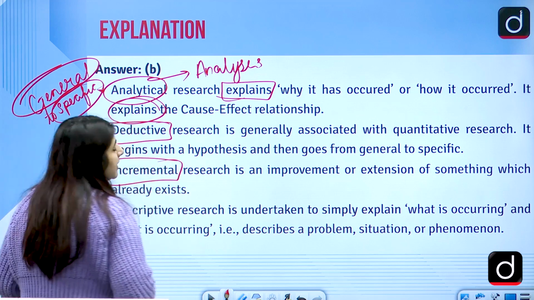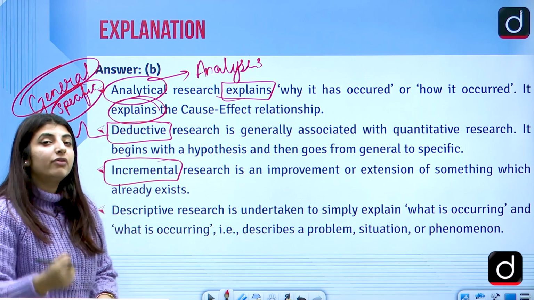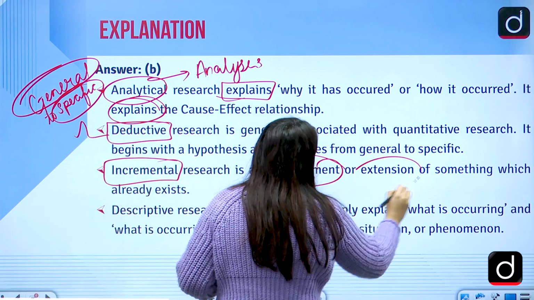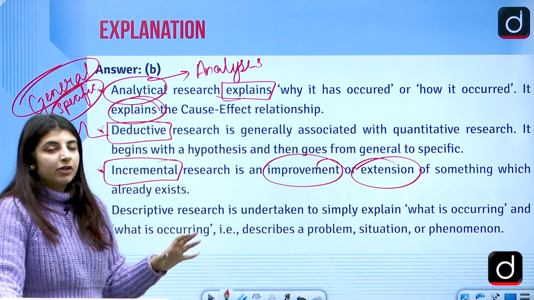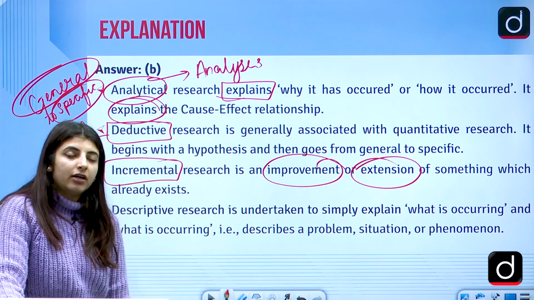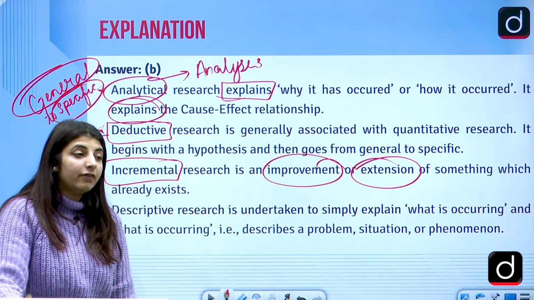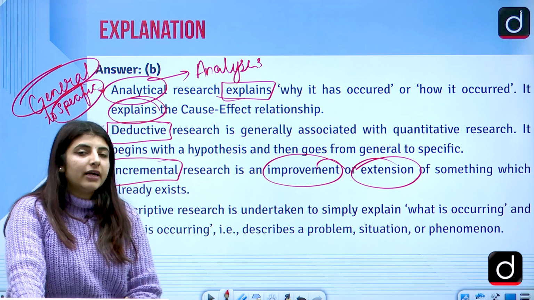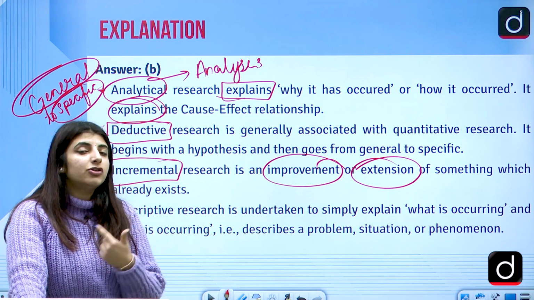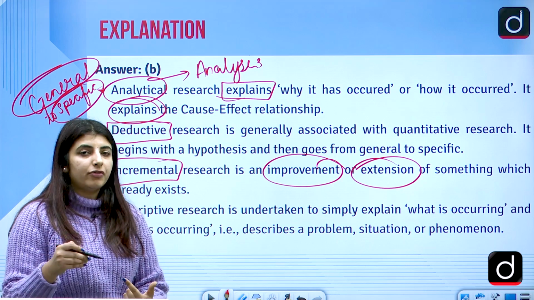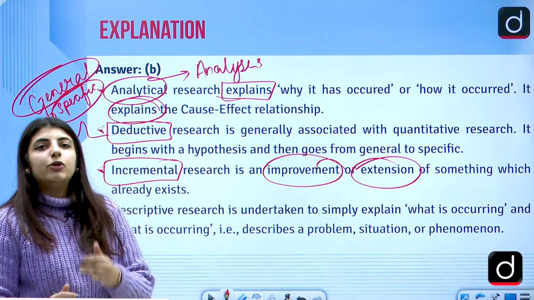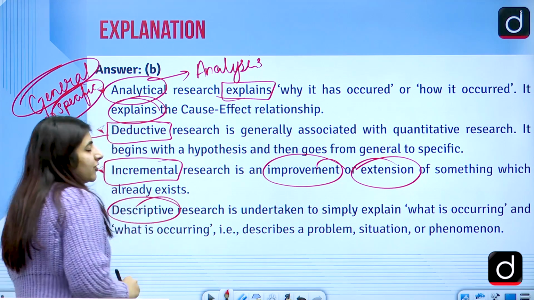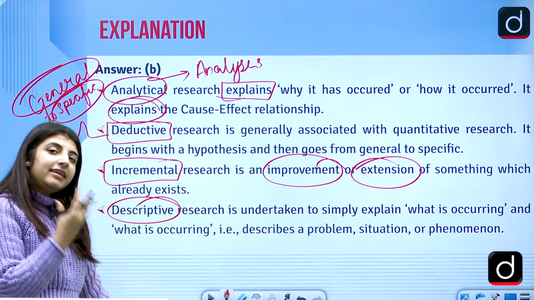Incremental research is something which is related with the improvisation of something which is already existing, correct? So improvement or extension of something which is already there. So for instance, if we talk about a coffee mug, in today's time we have coffee mugs in which we have to stir the coffee and make it, right? But what if that same mug is improvised using a stirrer which works on its own? Right? You need not stir the coffee. So the things are already available there, but you are just improvising them. That is incremental research.